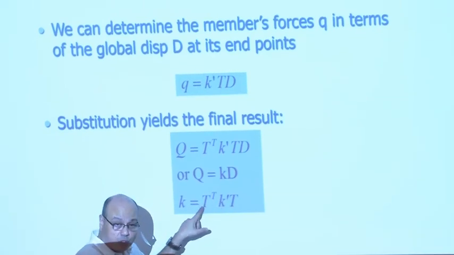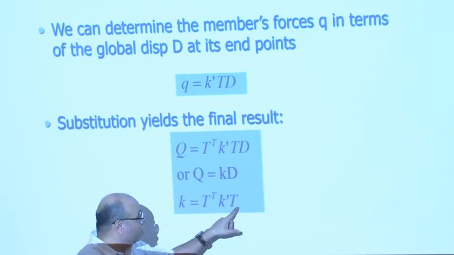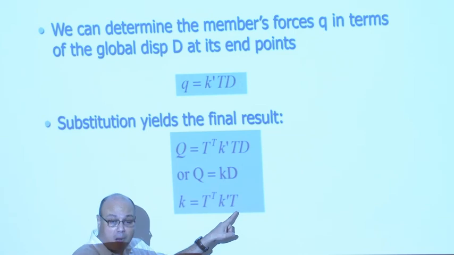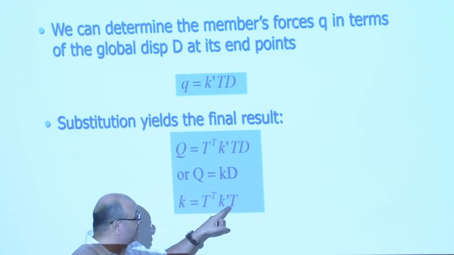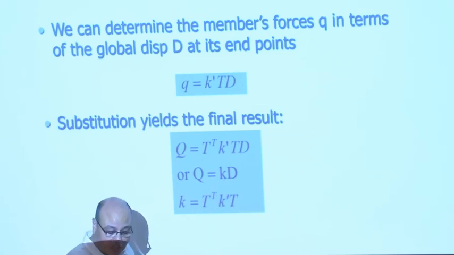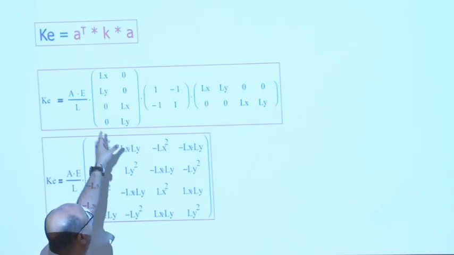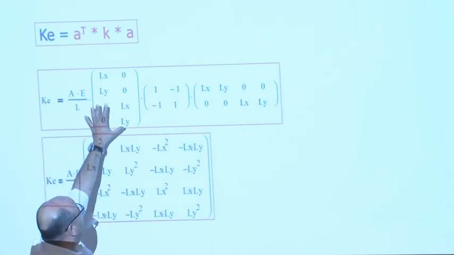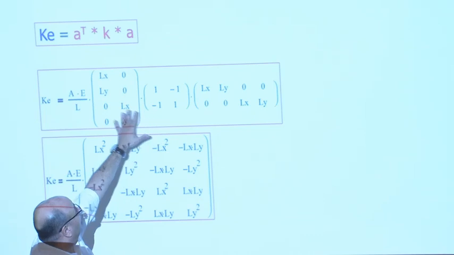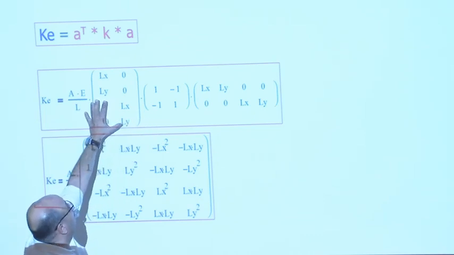Do we have those? Yes, we have this, like 4 by 2, which has the lambdas, and you have that one, which is a T, 2 by 4 matrix that has the lambdas, and then you have the K prime, which is a local stiffness matrix. When you plug them in, here we go. This is what you've got as far as the transpose.